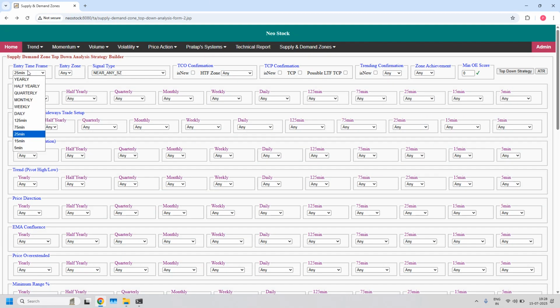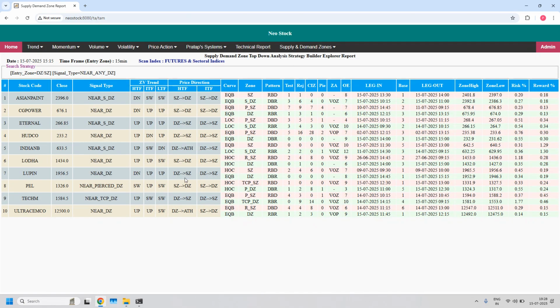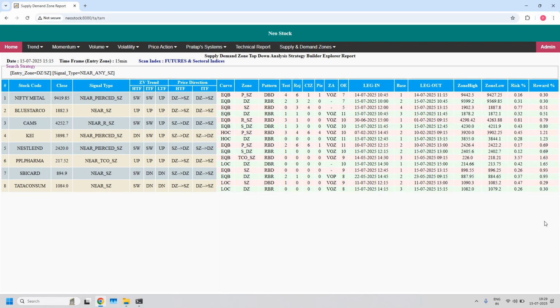Next time frame is 15 minutes. Stocks near to the 15 minutes demand zone, we got 10 stocks. Next, stocks near to the 15 minute supply zone, we got 8 stocks.